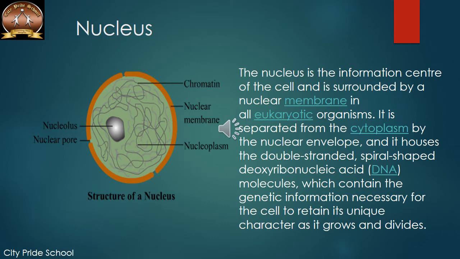What is the main function of this chromatin fiber or chromosome? It carries the genetic information that is necessary for the cell to retain its character, to perform all its functions. So there is a hub of all information present in this chromatin material, and this is the main controlling center, because it has all the instructions as to what the cell is supposed to do. And that we term as the genetic information.